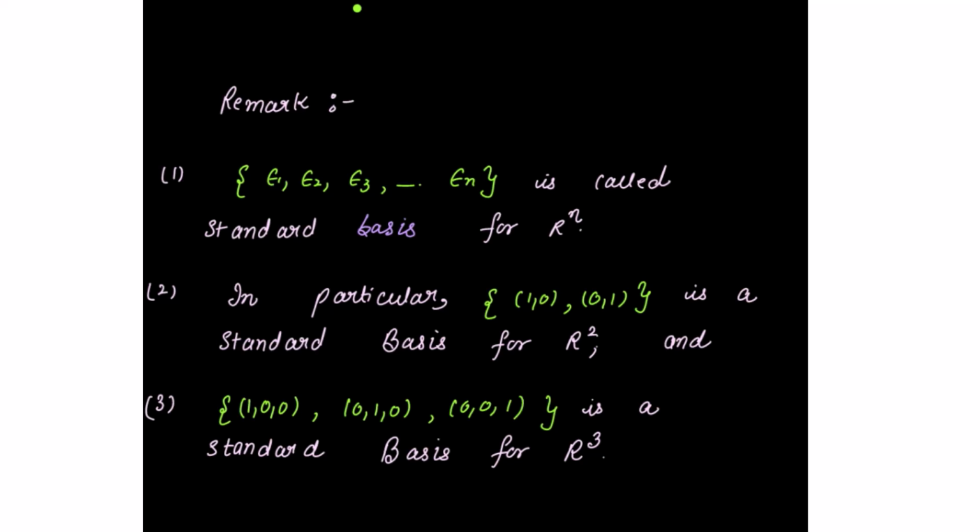Right? Then (0, 0, 1). I'm very sorry, it should be (0, 0, 1). So this is the standard basis for R3. Please keep this in mind. Take this as your remark.